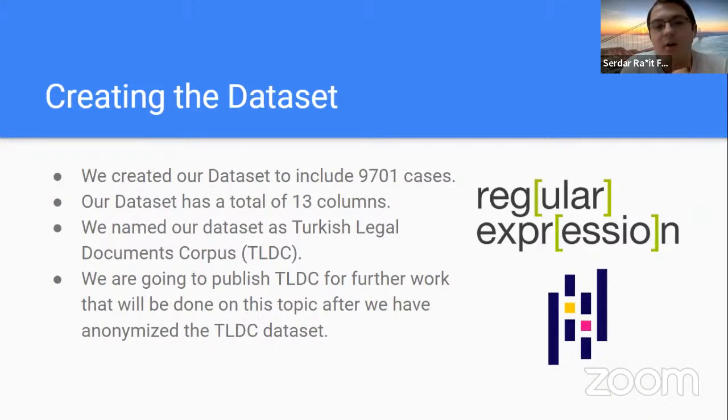We created our dataset to include 9,701 cases. Our dataset has a total of 13 columns. We named our dataset Turkish Legal Documents Corpus, TLDC. We are going to publish TLDC for further work that will be done on this topic after we have anonymized the TLDC dataset.